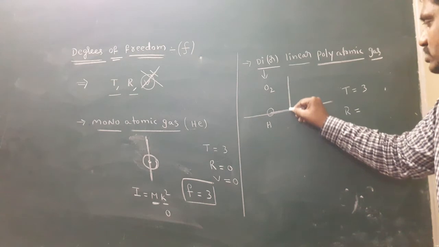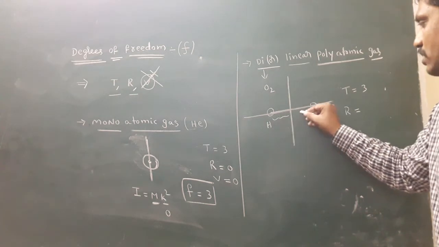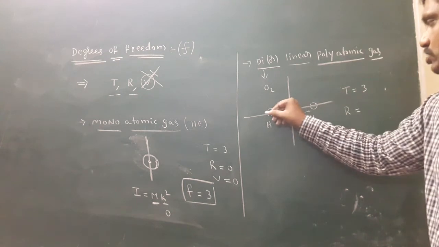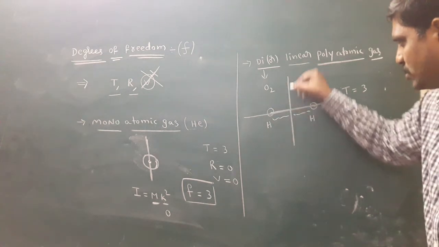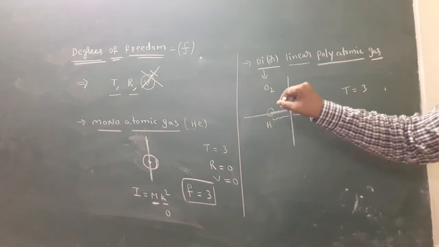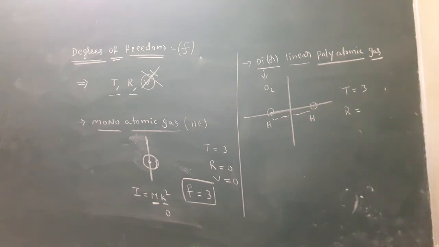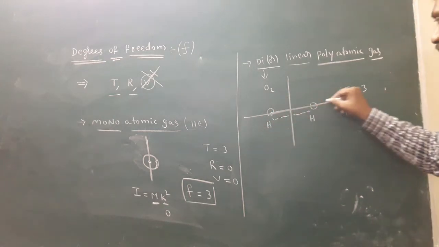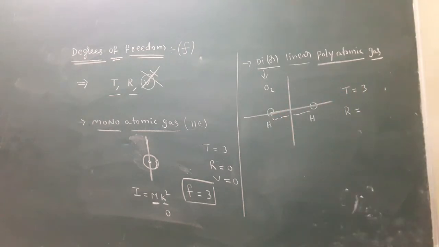But along this axis a distance is there. So along this axis moment of inertia is present. Along this axis also moment of inertia is present. But in this axis, in mk square, k becomes 0. That's why in this situation there is no moment of inertia.